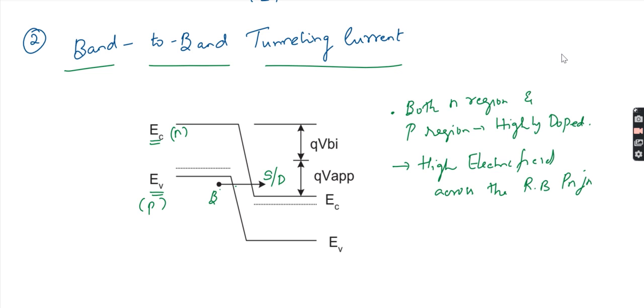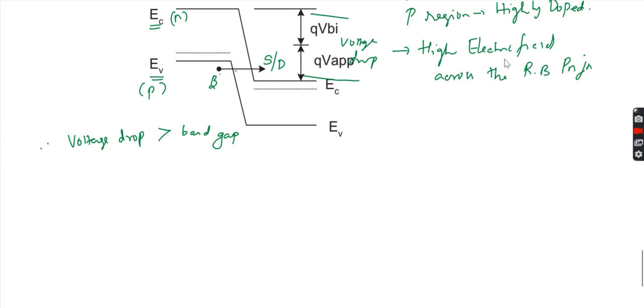You can see in this diagram the voltage drop across this junction. This voltage drop in this junction is more than the band gap. I mean the voltage is greater than the band gap actually. So the tunneling current will be given as, that is what we call the band to band tunneling current.